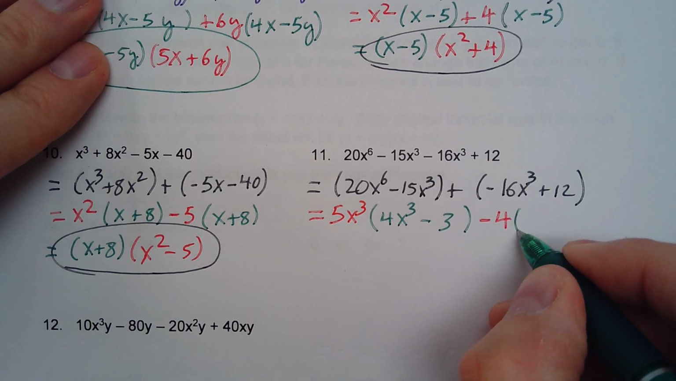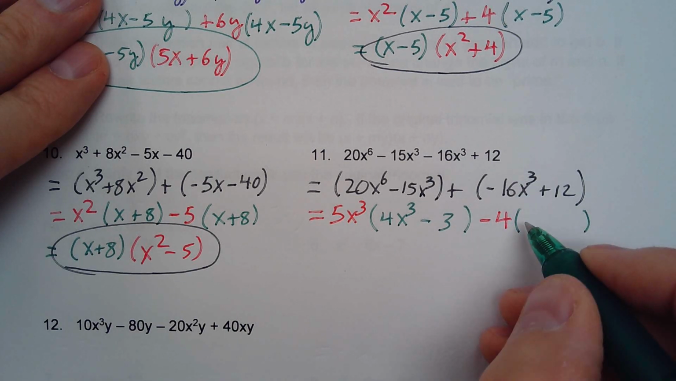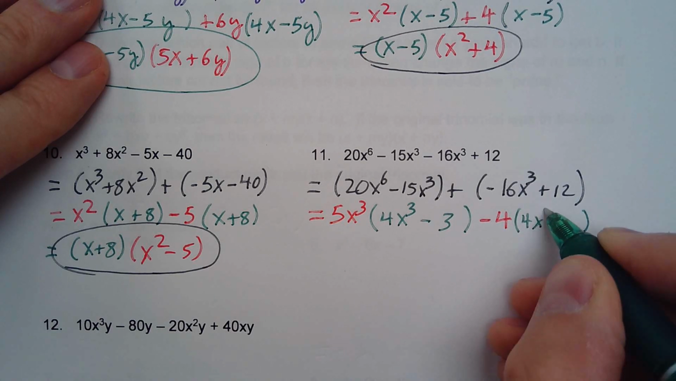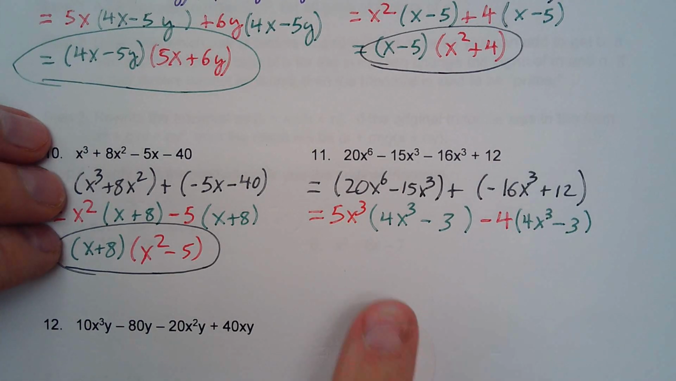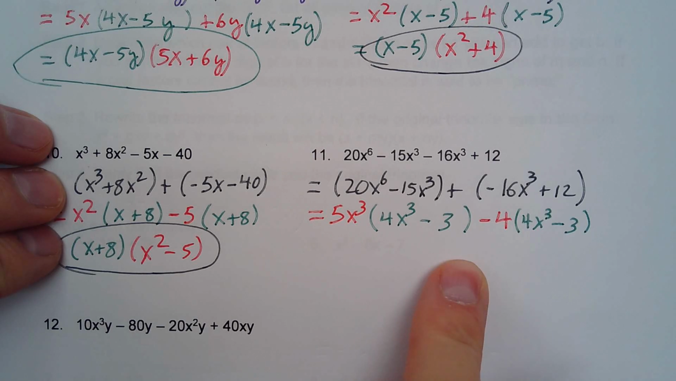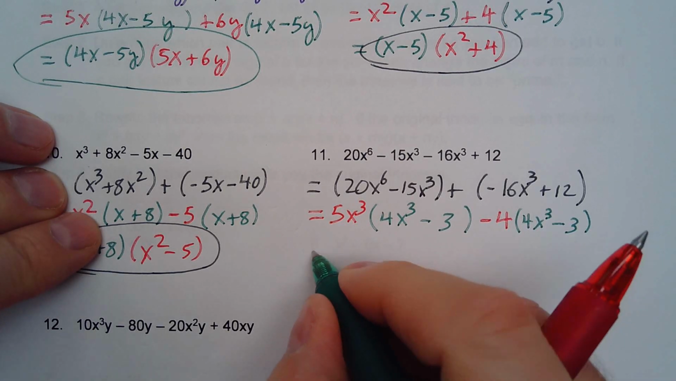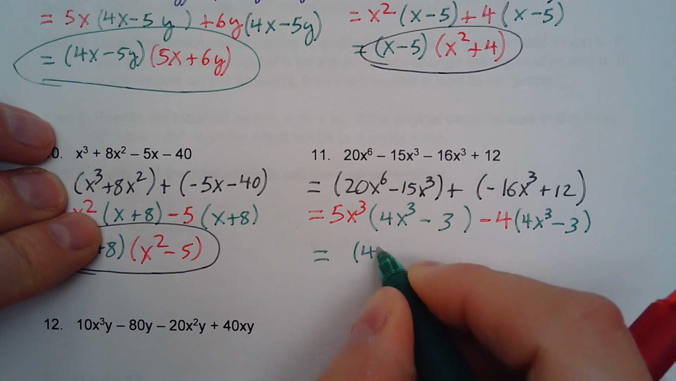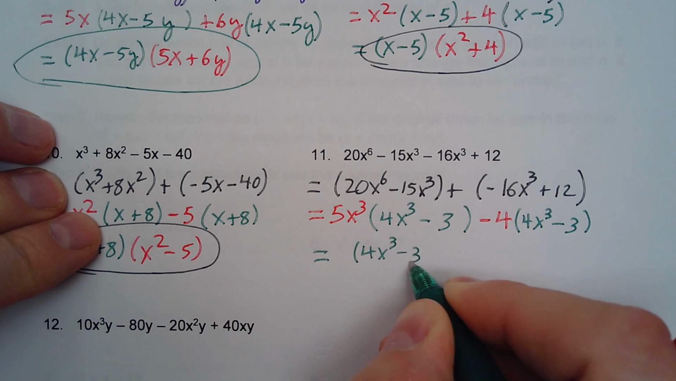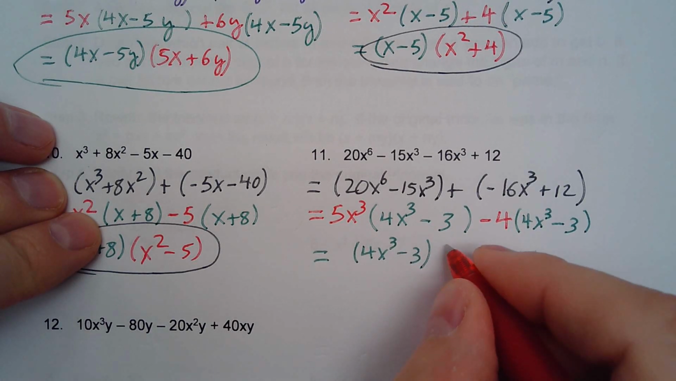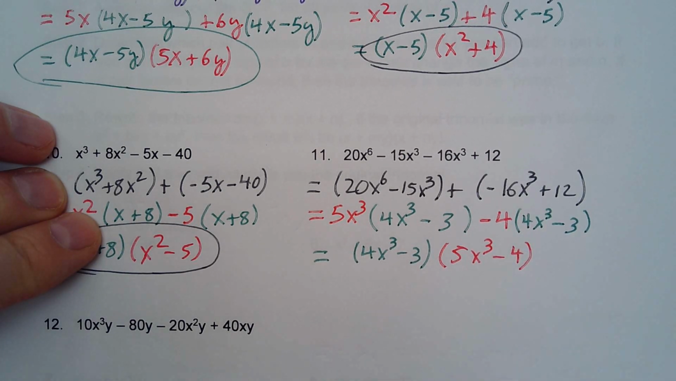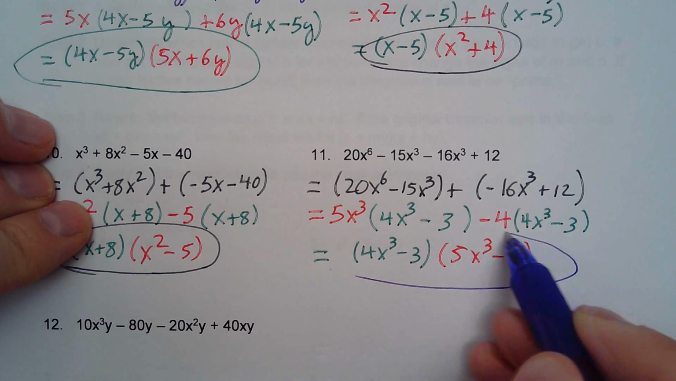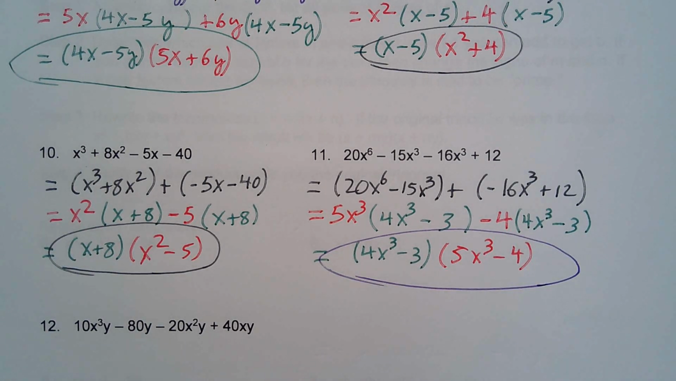And let's get our leftovers. Hopefully they're the same. 4x cubed minus 3. And then I'm looking at my 4x cubed minus 3. That's what's in common in both parts. So I'm going to put that out in front. And my leftovers would be the 5x cubed minus 4. And so that would be my answer.